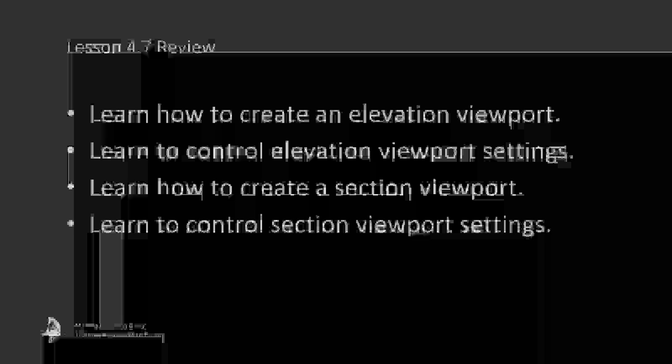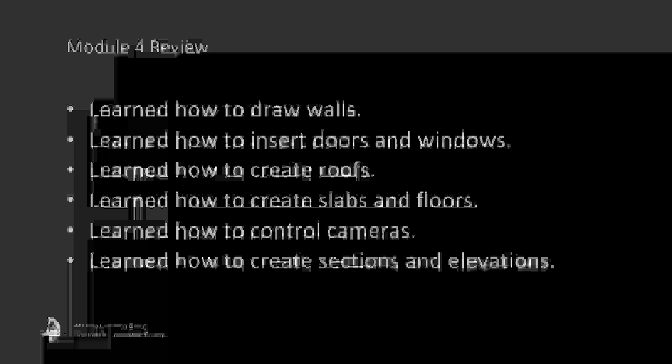This is the end of lesson 4.7. In this lesson you learned to create an elevation viewport. You learned to control elevation viewport settings. You learned how to control a section viewport, and you learned to control section viewport settings. This is the end of Module 4. In this module you learned how to draw walls, you learned how to insert doors and windows, you learned how to create roofs, you learned how to create slabs and floors, and you learned how to control cameras. And finally, you learned how to create sections and elevations.